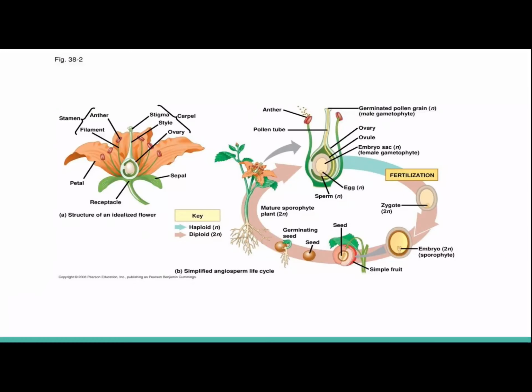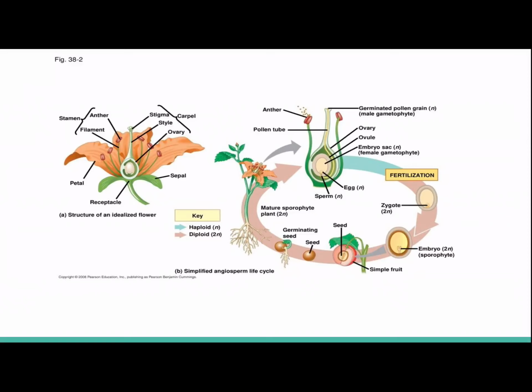And here's a diagram of a typical angiosperm life cycle. You can see on the left-hand side of this diagram the internal structure of the flower. You have the stamen, which is composed of the anther and the filament. The stamen is the male organ of the flower, and the filament holds the anther up out of the flower because the anther is where pollen is made and stored. So if it's sticking up and out of the flower, it's easier for the insects and small animals and such to pick up the pollen and transfer it from flower to flower.